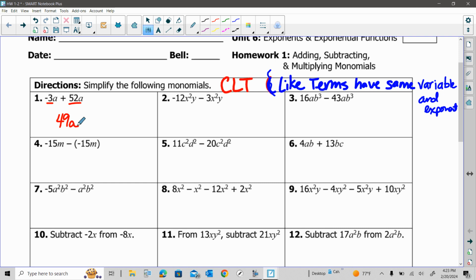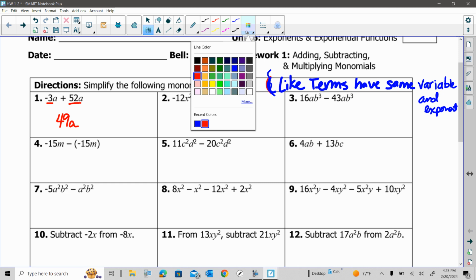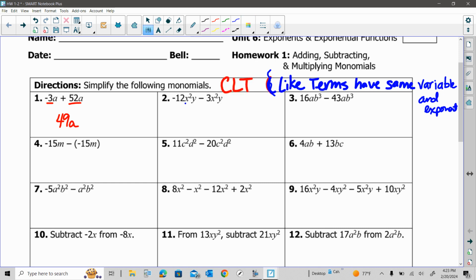Now, when I jump to a problem like number 2 here, we have two variables, an x and a y. So I have to check to make sure they have the same exponent. So x squared y and x squared y. They are the same. These are like terms. So we're just keeping that. Don't change that. We're now just addressing the coefficients.